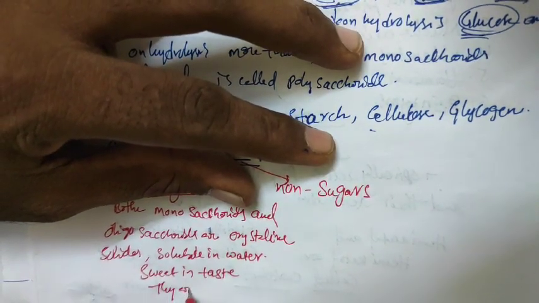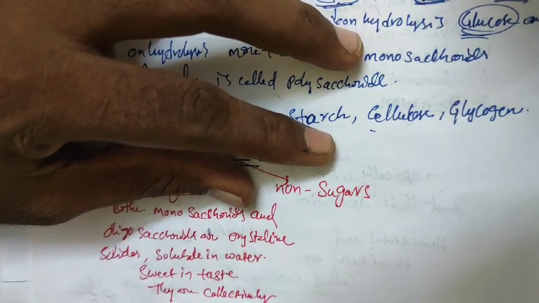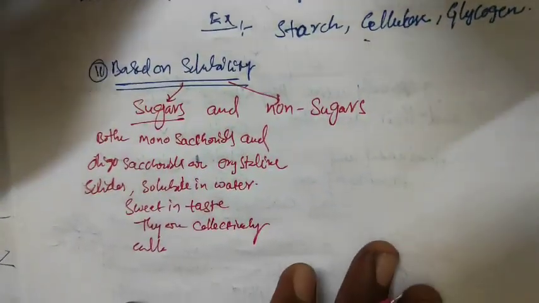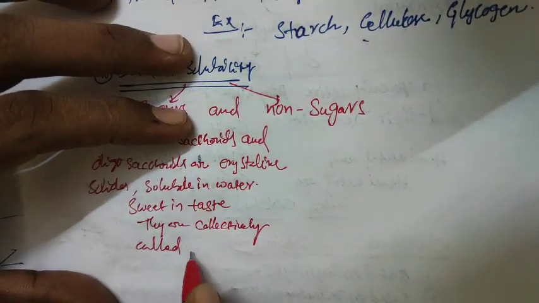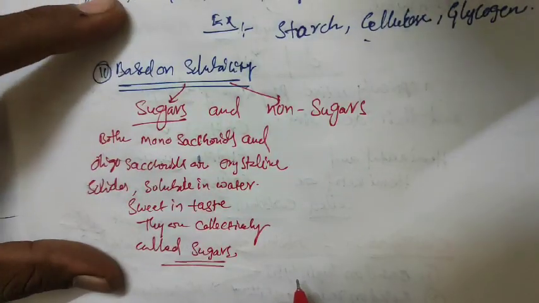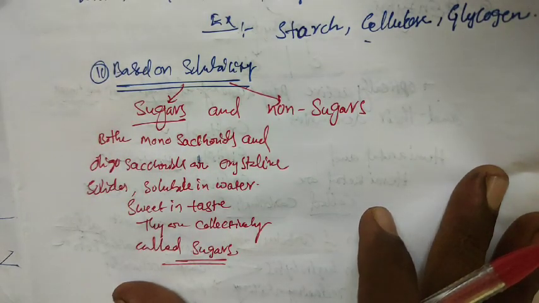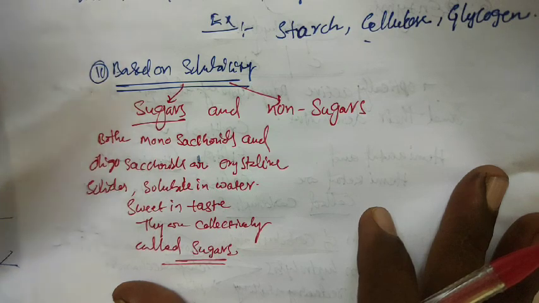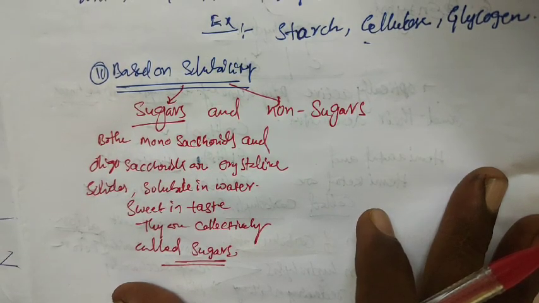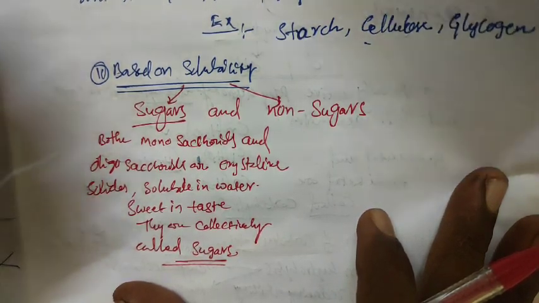So oligosaccharides and monosaccharides are called sugars. Now, there are three types: monosaccharide, oligosaccharide, polysaccharide. Oligosaccharides and monosaccharides are crystalline solids, soluble in water and sweet in taste. They are collectively called sugars.